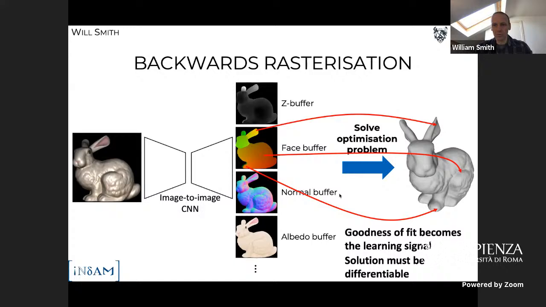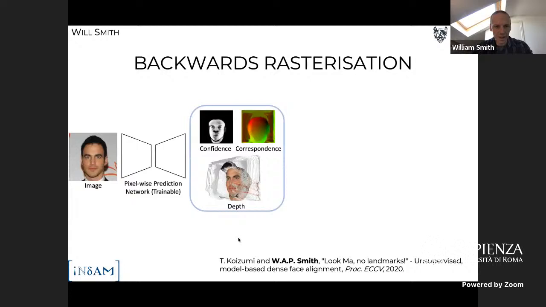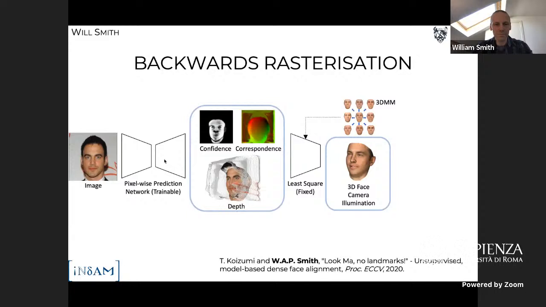So I'm just going to briefly show you our first attempt to do this for faces using a 3D morphable model. Our network predicts this correspondence map. It also predicts a depth map, like a Z buffer, and we predict a confidence which is useful for making it robust. I guess you would say this is like a stencil buffer in rendering. So the idea is that we're going to train this network in a completely unsupervised way by having a fixed process which solves the linear least squares problem to fit our 3D morphable model to this correspondence map, depth map, and confidence map to give us a 3D model and a texture. And the residual of this fit is our learning signal.